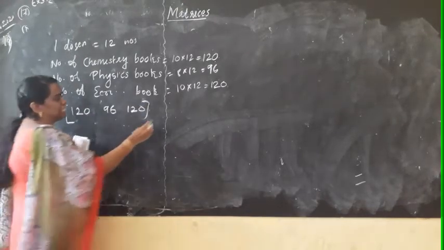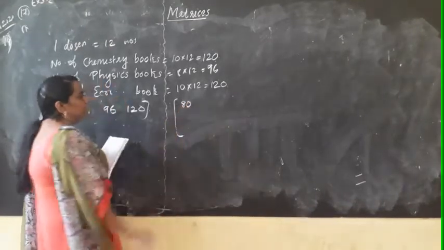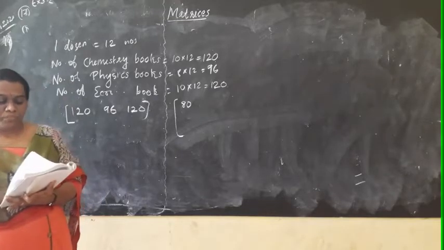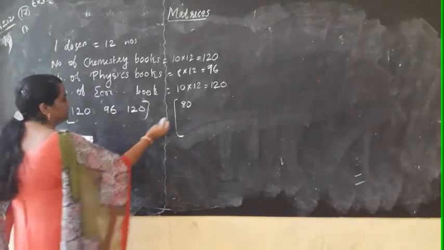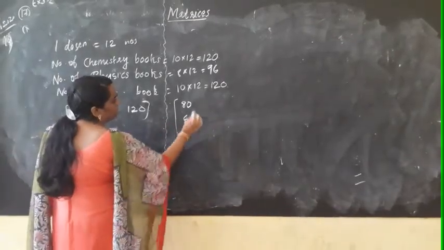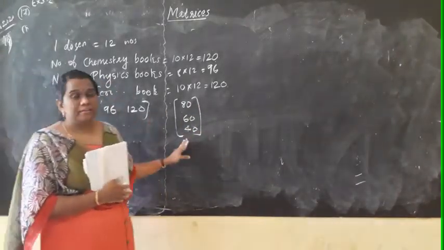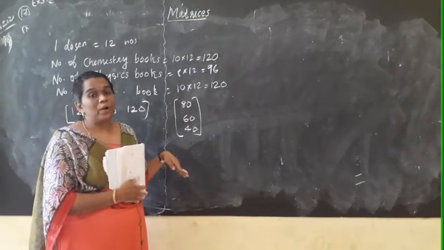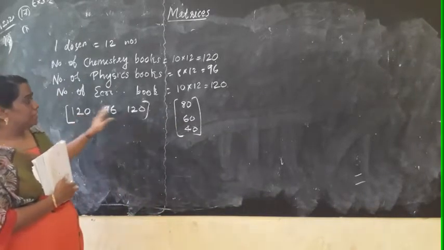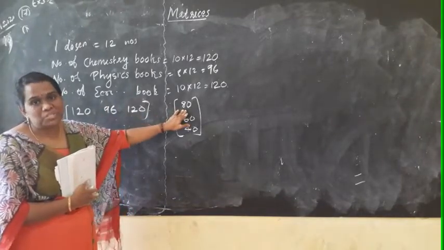And their selling prices we can represent as a column matrix. Then what is the amount of one book? The selling price of one chemistry book costs rupees 80, one physics book costs rupees 60 and one economics book costs rupees 40. This is the cost. Then number of books as row matrix and the prices as the column matrix. Generally when we do the matrix multiplication, 120 chemistry books, one chemistry book 80, then 120 into 80. That is the cost of the chemistry books.